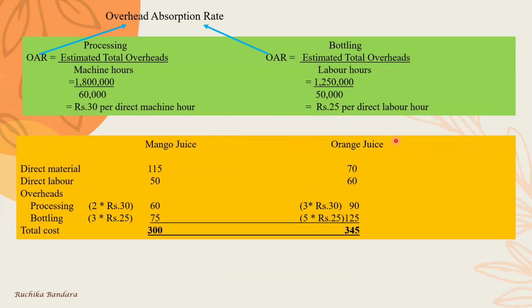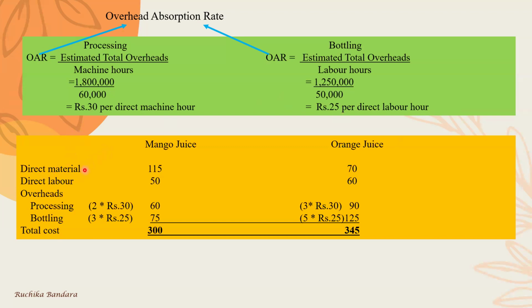For that, you have to use the Roman number 4 information. Actual machine hours they have given for processing and bottling. But remember, we are using machine hours only for processing. So we can't take the bottling department there. Actual direct labor hours for processing and bottling. So direct labor we are using only for bottling. Then they have given direct labor for each bottle and the direct material cost. So think of the production cost statement, how to get the total cost.